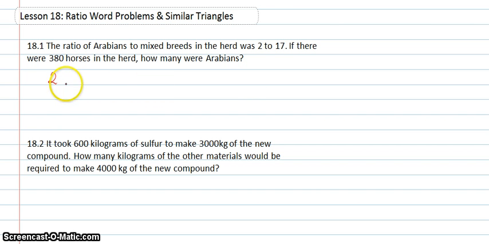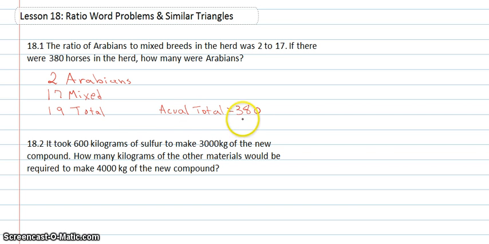So it's 2 Arabians to 17 mixed breeds. And then we need to have a total of those, so it's 19 would be their total. Alright, and then they actually give us the number of horses that are the actual total. Alright, and we're actually looking for how many were Arabians.